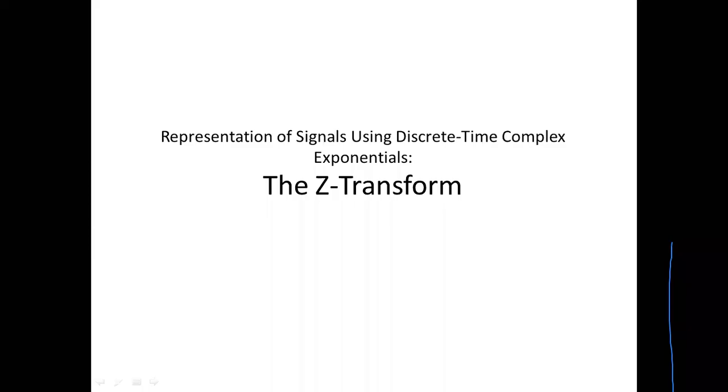Okay, so what is the name of the title, by the way? This is from the textbook. Your syllabus says the Z transform. The title here is representation of signals using discrete time complex exponentials. That's what your Z transform is all about.